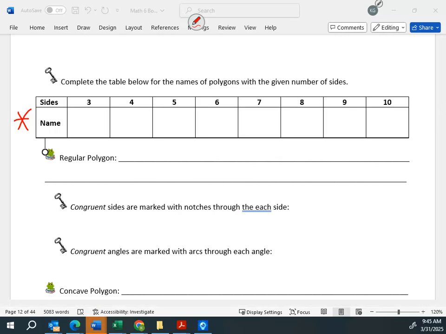Regular polygons. So I would put regular equals all congruent. They are identical, same lengths.